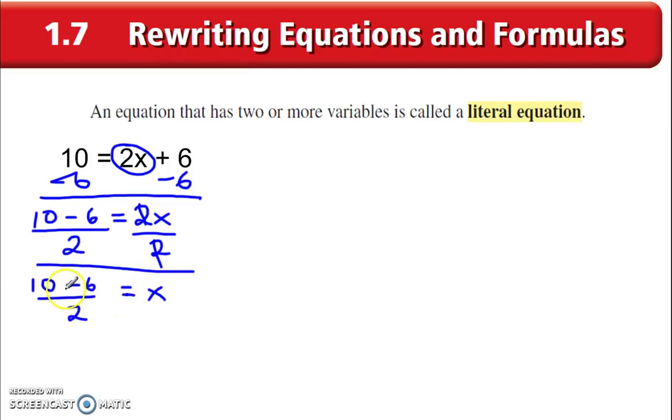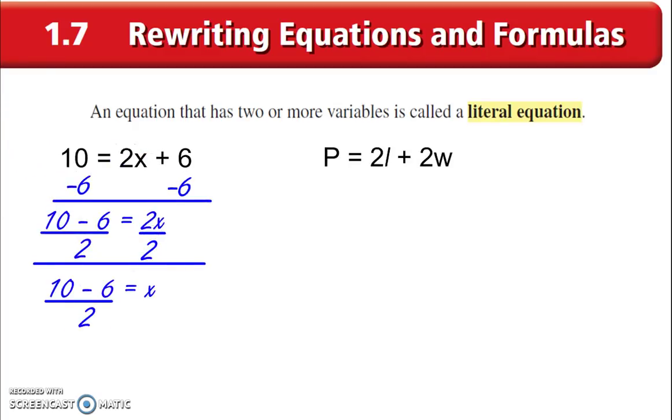Now I can evaluate that because these are all numbers. I can do 10 minus 6 is 4 and divide by 2. However, the reason I showed you these steps like this is because that's exactly what we do if we have a literal equation, an equation that has two or more variables. If I want to solve this for length, for L, this is the perimeter, P is 2 times L plus 2 times W, 2 times the length plus 2 times the width. If I want to solve that for L, I'm going to do the exact same steps.